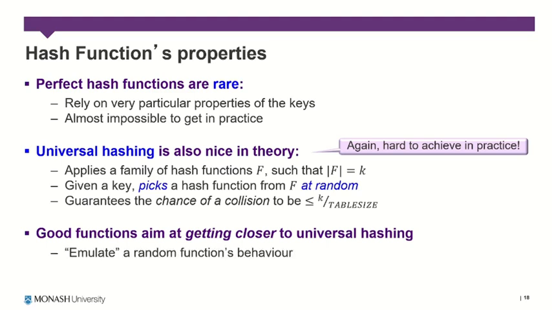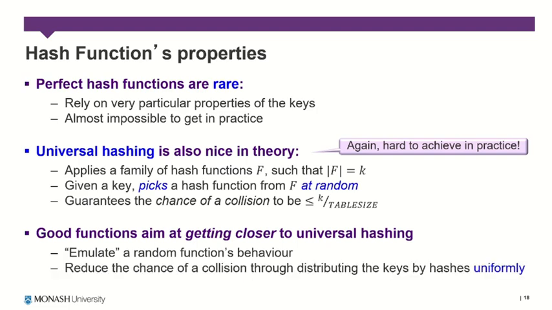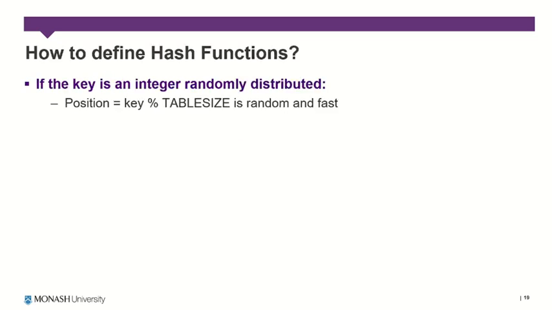They emulate a random function's behavior and reduce the chance of collision by distributing the keys by hashes uniformly. So the idea is that we're trying to spread them out as much as possible to give good coverage over the hash table, but also try and reduce the chance of a collision. So how do we go about defining hash functions? Well, if the key is an integer and we want to randomly distribute, position equals key mod table size. It would seem random and pretty fast.